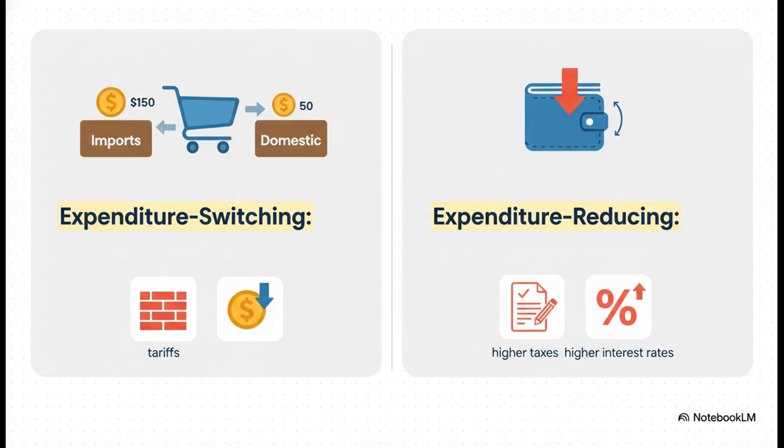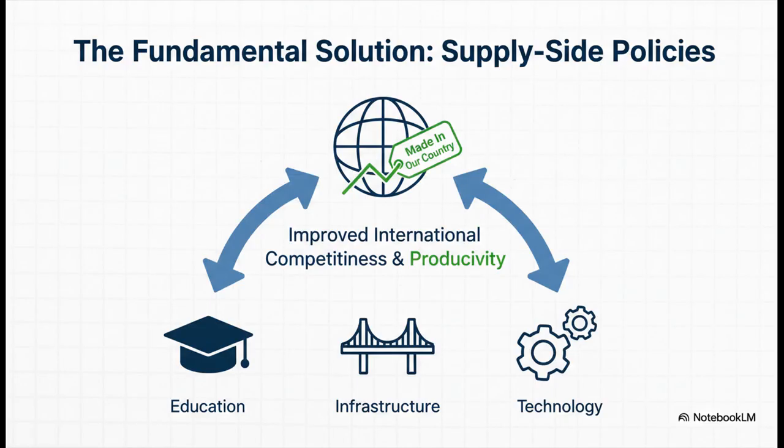The other approach is expenditure reducing. This is about slowing down the whole economy by raising taxes or interest rates, which reduces overall spending, including spending on imports. Now, those other policies are really about managing demand. The real long-term fix is all about the supply side. This means investing in things that make your country's industries fundamentally better, things like education, infrastructure, and technology. It's about becoming more competitive by improving quality and innovation, not just by being cheaper.